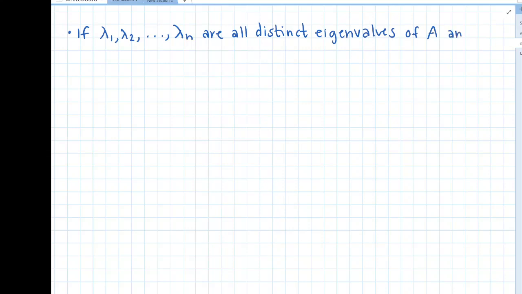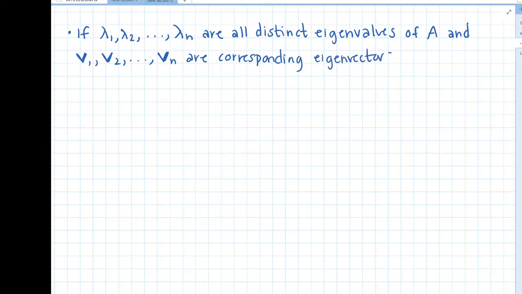So one fact that I haven't mentioned yet, but I want to quickly write down, is that if you have lambda 1, lambda 2, through lambda n, if those are all distinct, meaning they're different from each other, there's no repetition, if those are all distinct eigenvalues of a matrix A, and the vectors v1, v2 through vn are the corresponding eigenvectors, basically the set of eigenvectors is going to be linearly independent.